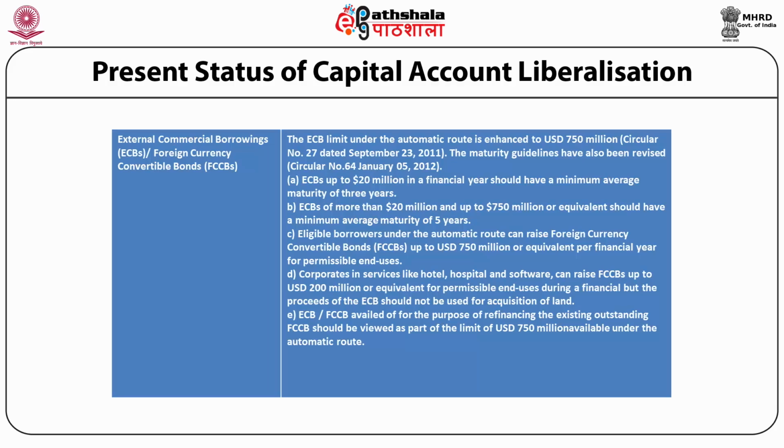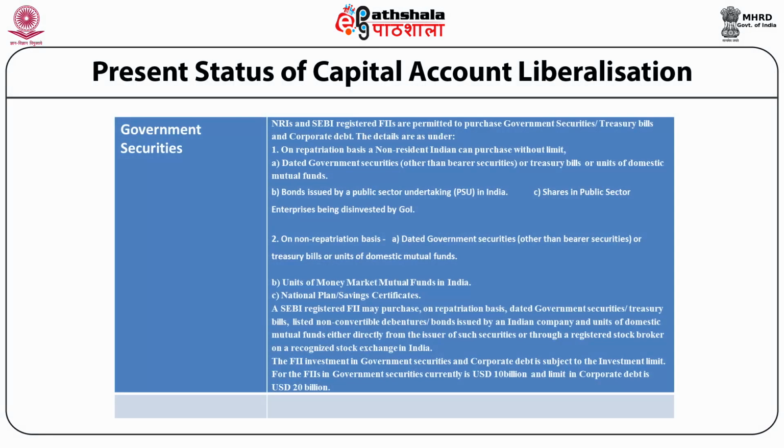Even the ECBs or FCCBs availed of for the purpose of refinancing the existing outstanding FCCBs should be viewed as part of the limit of US $750 million available under the automatic route. If we talk about government securities, NRIs and SEBI registered FIIs, that is foreign institutional investors, are permitted to purchase government securities or treasury bills and corporate debt.